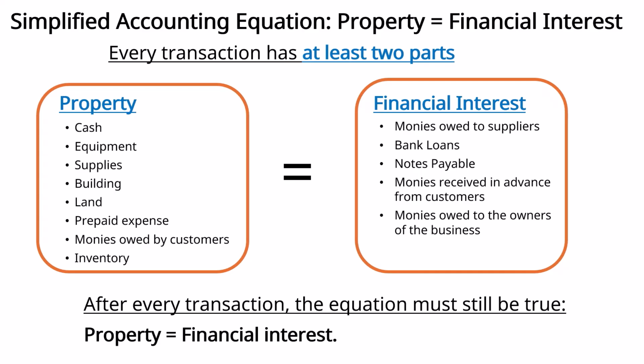When accountants record transactions, they might impact both the property and the financial interest, meaning that both sides increase or decrease, whereas other transactions might increase one property category and decrease another property category. Where yet another transaction might increase one financial interest category and decrease another financial interest category. There are lots of possibilities. After every transaction, though, the equation must still be true. Property equals financial interest.